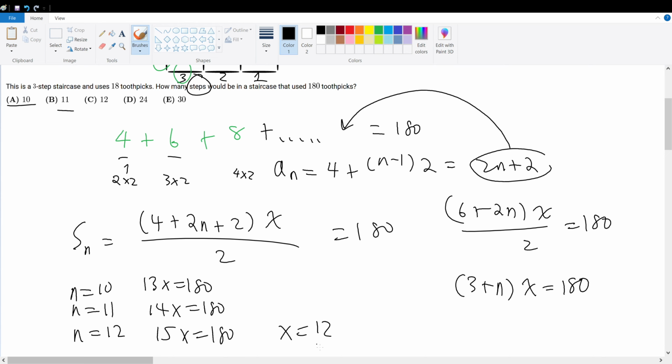Therefore, you have 12 layers within your staircase, which would work. So that means your final answer would be answer choice C.